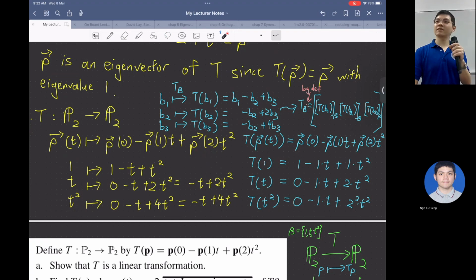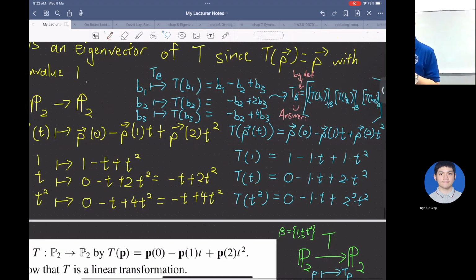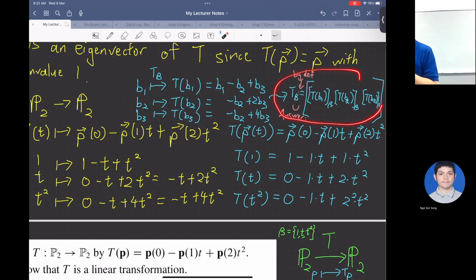How about the rest? Any question from the rest? So really the answer for this question is to figure out this TB here. To compute this TB, you need to know what happened to TB1, TB2, TB3, and then take the coordinate vector.